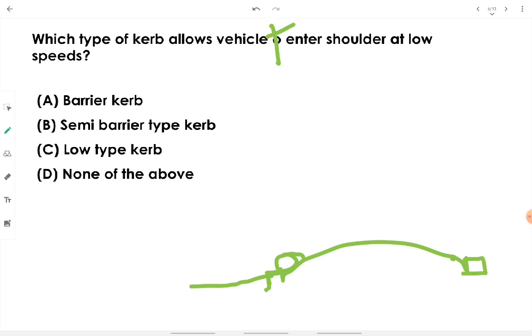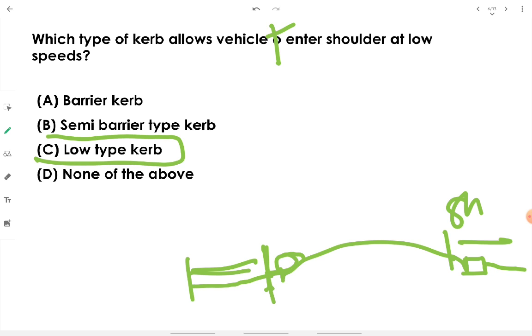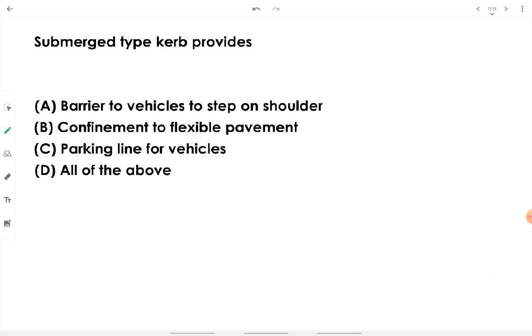This is the curb and this is the shoulder width. What is the shoulder? The extended portion of the road over which pavement is not there but some area is left out is called the shoulder. Only this low type curb provides this specific facility. Option C is the one. Alright, let's go to the next question.